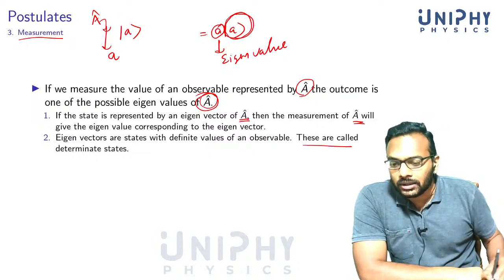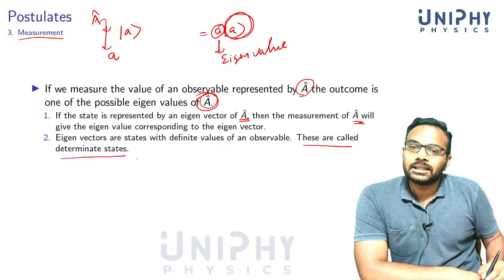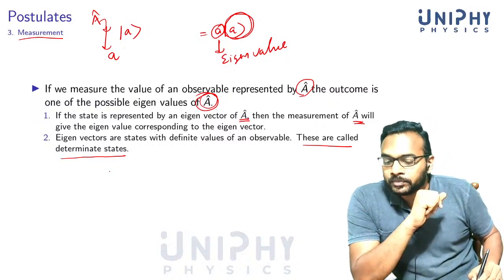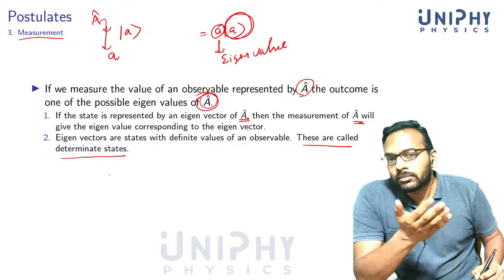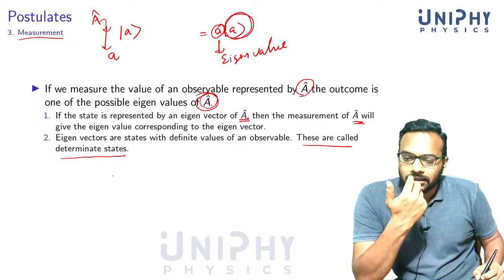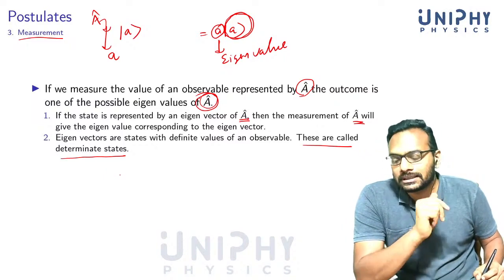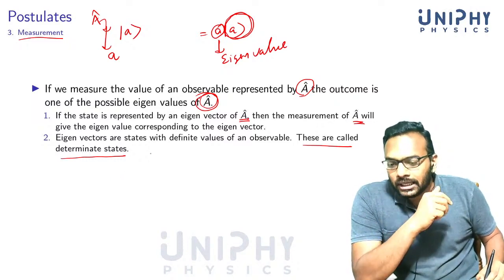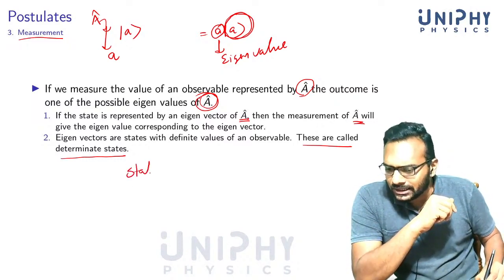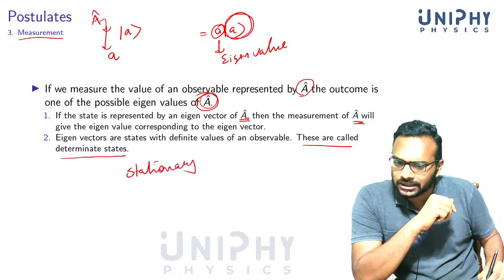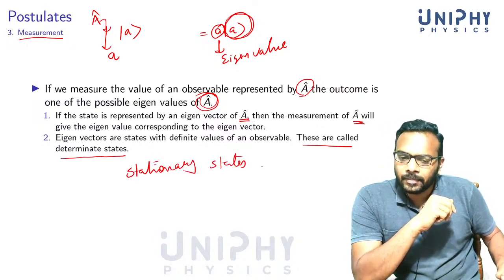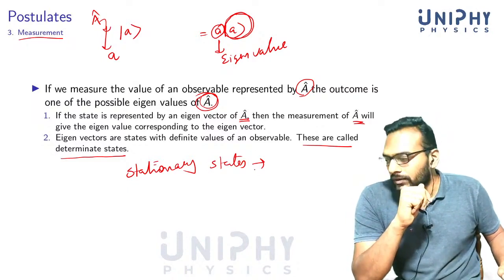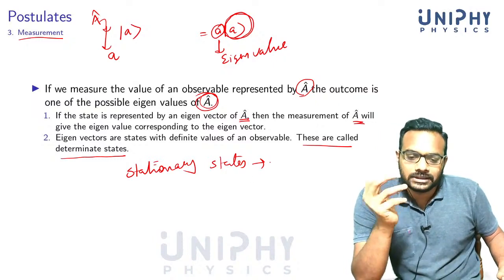These are called determinate states because they are well defined. There is no problem of probabilities here. If it's an eigenstate and you are measuring the corresponding operator, you always get this value. Specifically, you might have heard of stationary states. Stationary states are eigenvectors of the Hamiltonian, which are definite energy states.